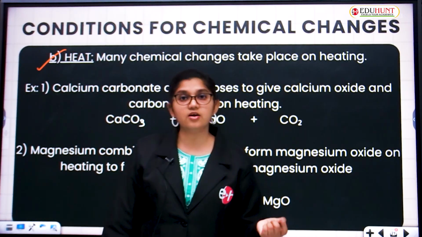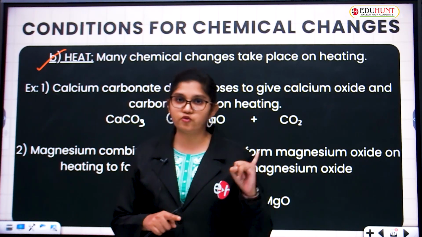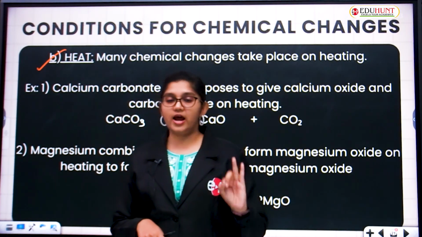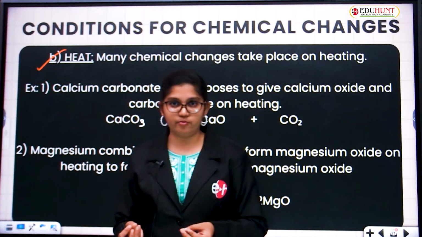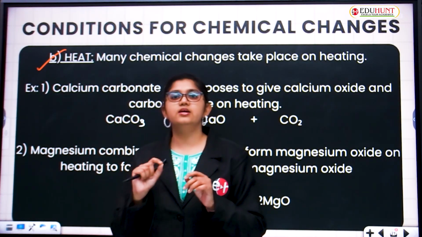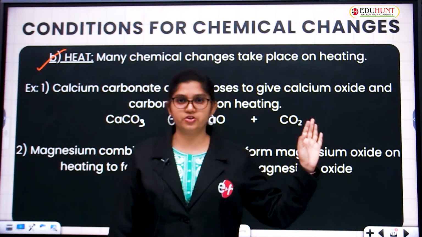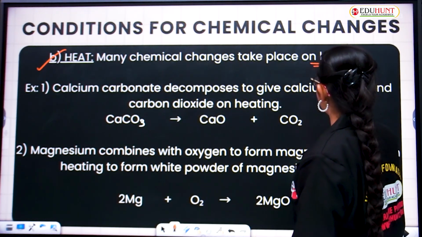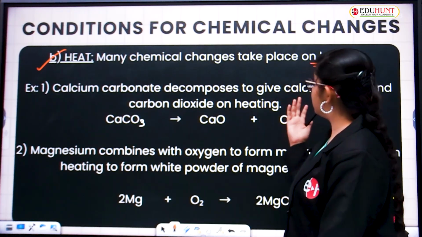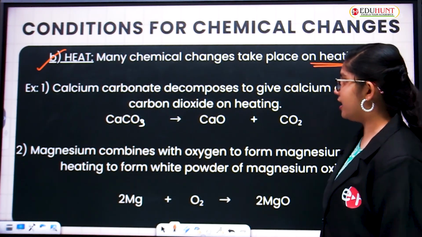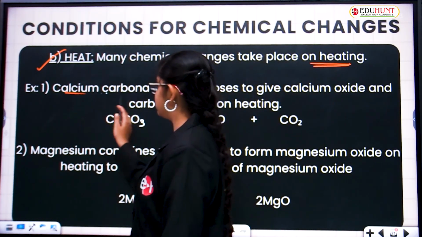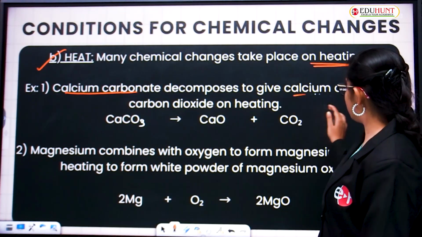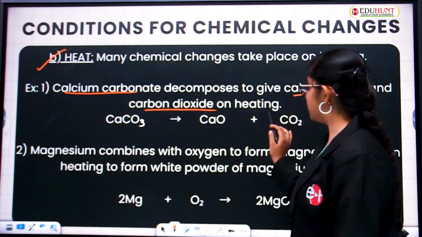What did you see? Cooking of food is temperature based. Next, burning of crackers. So all these are with the help of some heat energy, right? Means they will have the involvement of temperature, heating. So many of the changes take place on heating. Example, we have calcium carbonate, CaCO3, which decomposes to give calcium oxide and carbon dioxide on heating.